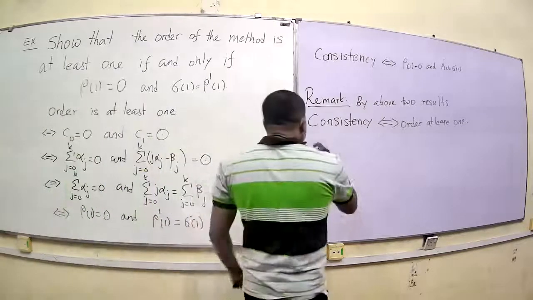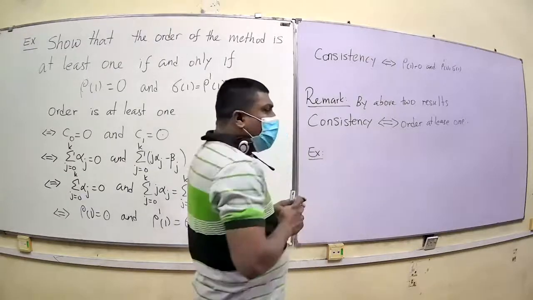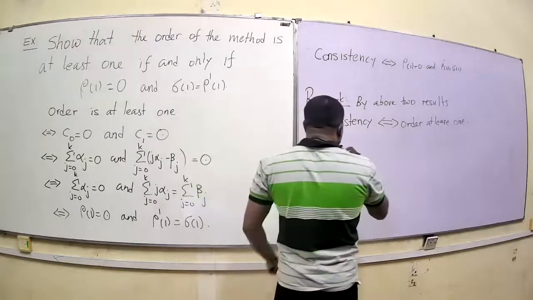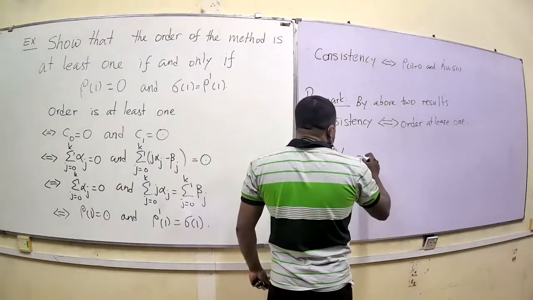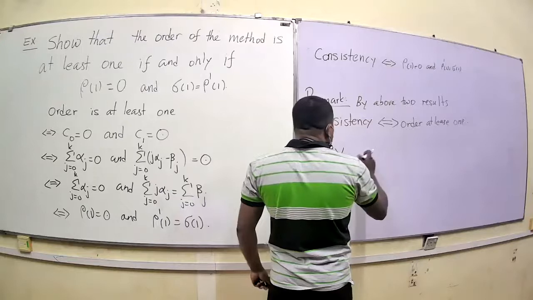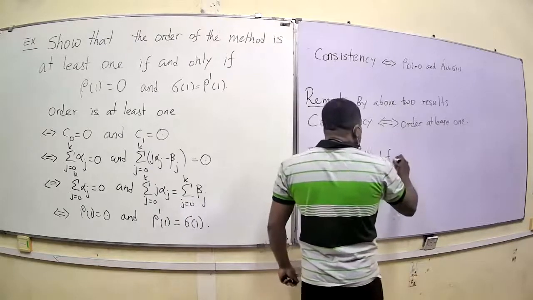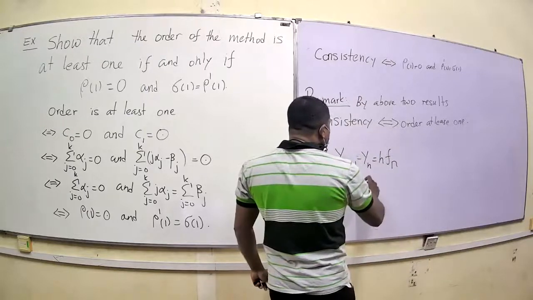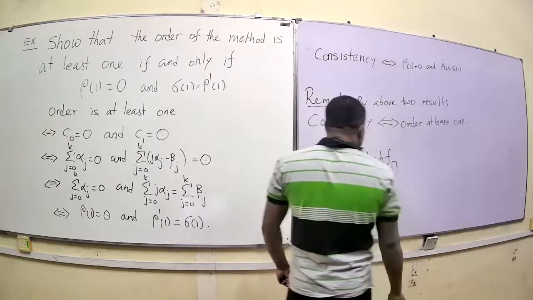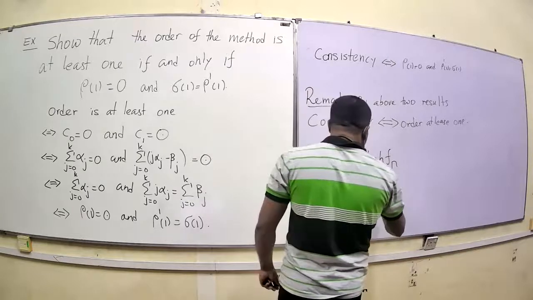So for example, if you look at the Euler method, y_{n+1} minus y_n is equal to h times f_n. For this, you already know the order is 1. So this means that it is consistent.